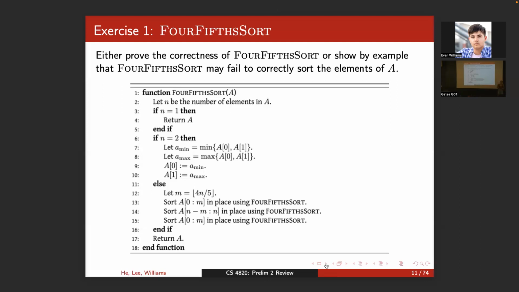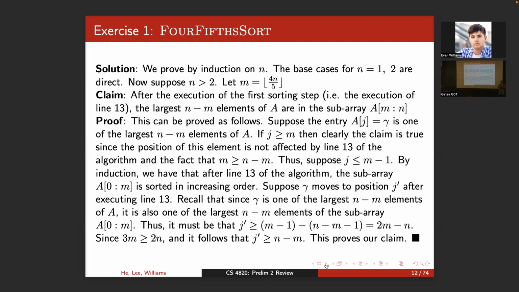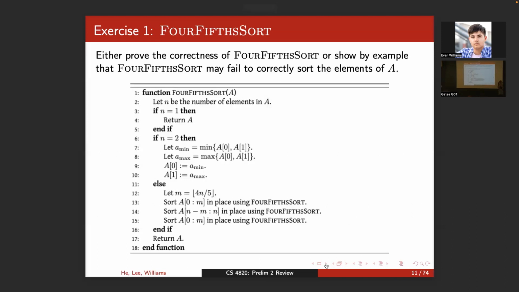So for any given list, there's pieces. If n equals 1, then the original list is correct as it is. If n equals 2, then it's right because it places the min before the maximum. Otherwise, it divides into 4/5 and 1/5. Can we look at the original slide? I need to see that, please. Thank you.